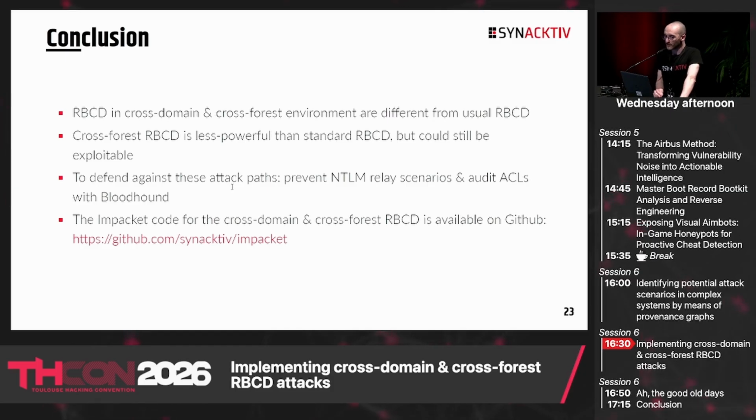In order to defend against these attack paths, the most obvious thing is to prevent scenarios in which NTLM relay attacks are possible, and in order to check if an attack path exists, audit the ACLs with BloodHound, for instance. Finally, the Impacket code for the cross-domain and the cross-forest RBCD is available on GitHub, on the Synacktiv GitHub, and there was also a pull request that was made on Impacket.